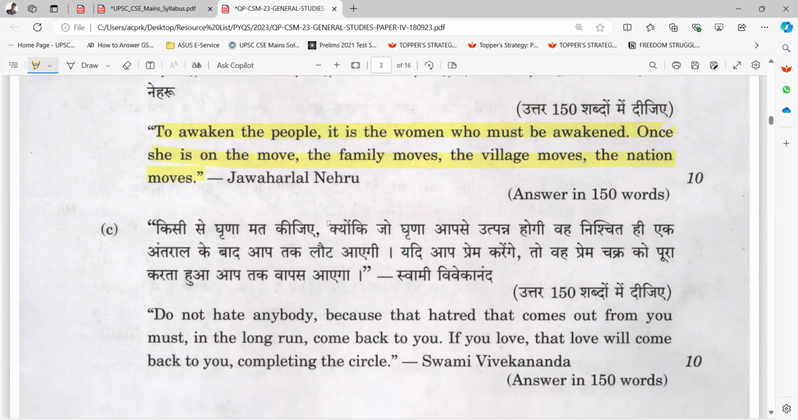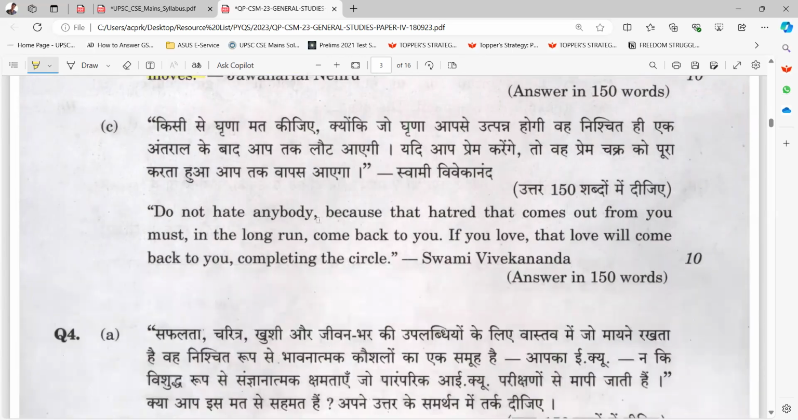Jawaharlal Nehru. 3C. Do not hate anybody, because that hatred that comes out from you must, in the long run, come back to you. If you love, that love will come back to you.